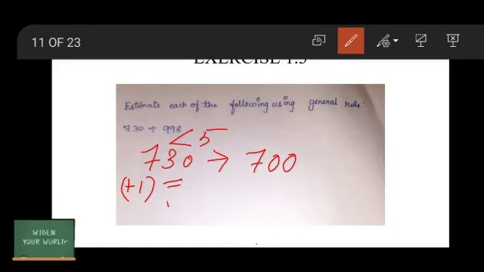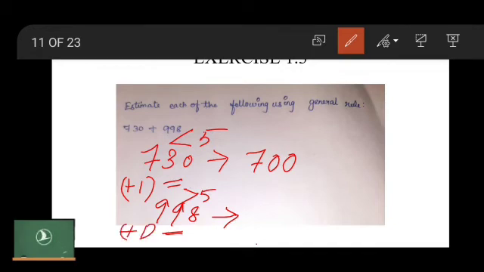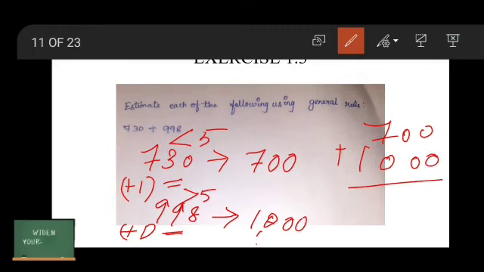The next number is 998. Here the tens place value is greater than 5. So what are we going to do? We are going to add plus 1 to the hundreds place value, so that it becomes 1000. So 700 plus 1000 gives 1700. So this is not the actual value, this is the estimated value.